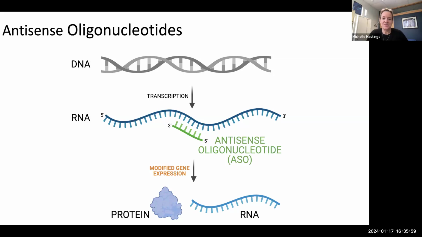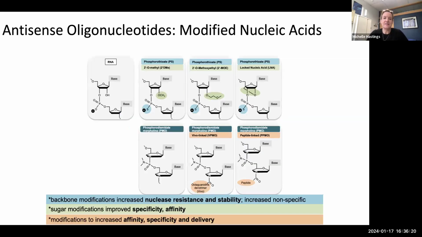So antisense oligonucleotides, in their most simplest definition, is just a short nucleic acid that functions by complementary base pairing to a target RNA. And we use them to modify gene expression, and that can either affect the protein or an RNA. Antisense oligonucleotides have been around, and the concept has been around for a long time. And what has really made them more drug-like is modifications in chemistry.